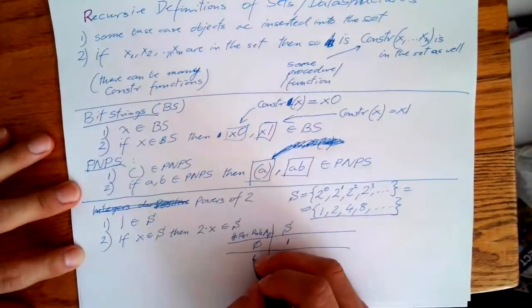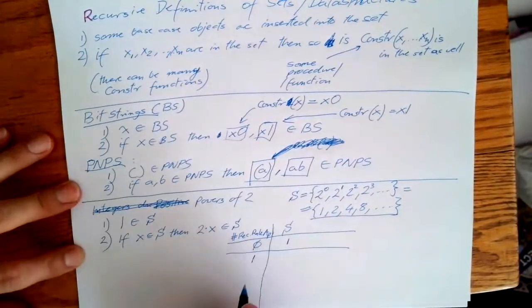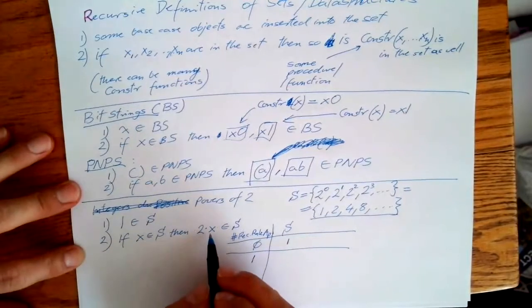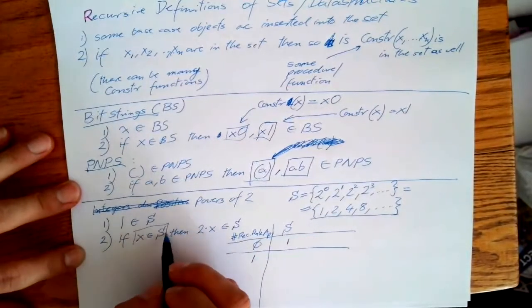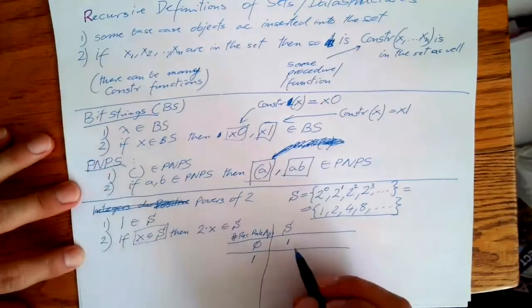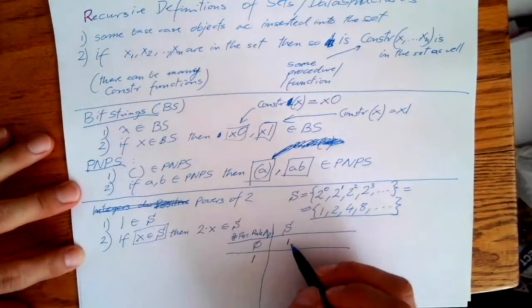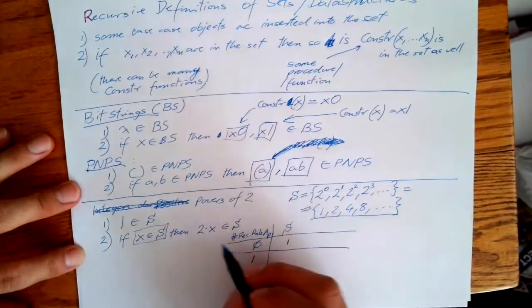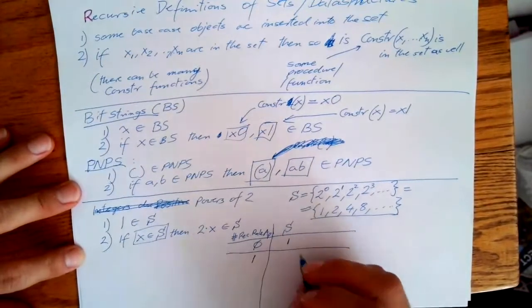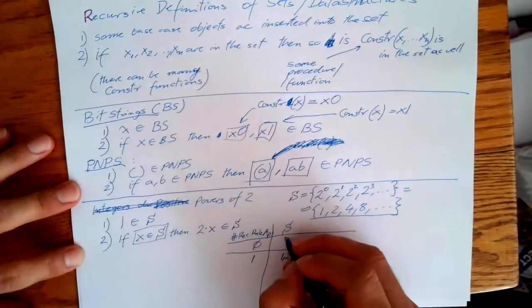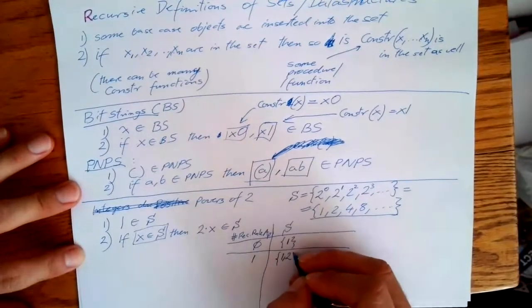Okay, how about using the recursive rule once? Well, if X is in the set, then so is 2X. How can I possibly instantiate this clause? Well, there's only one way to instantiate. The only element in set S is 1. So X has to be bound to 1. And if X is bound to 1, then 2X is 2. So basically my set looks like this.